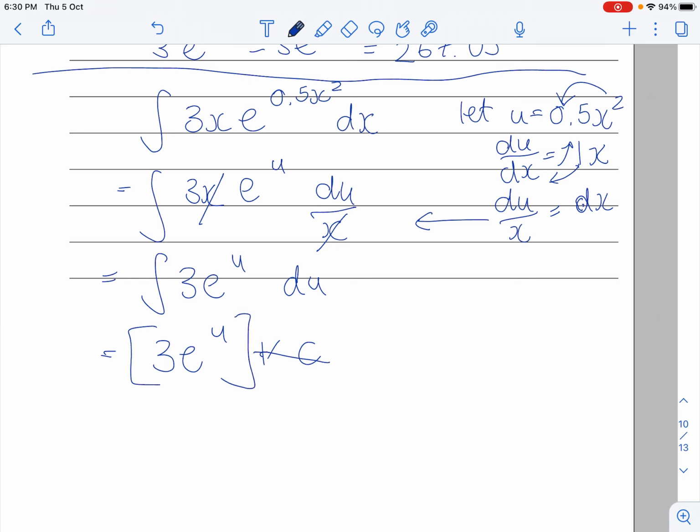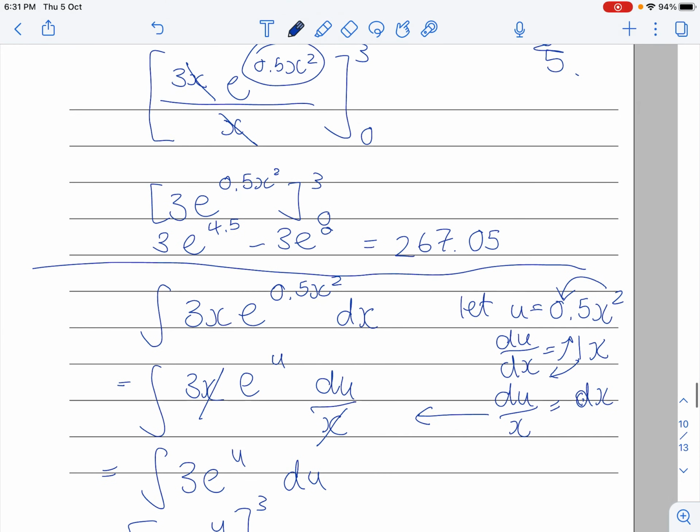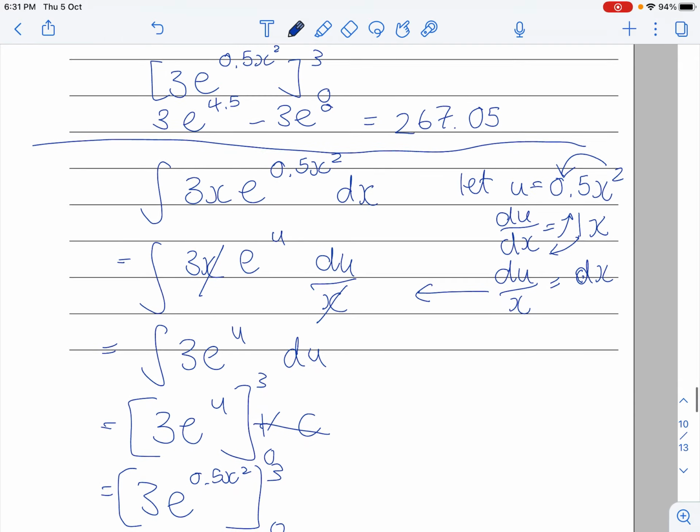Oh, we're not doing plus c because we've got a definite integral between 3 and 0. Replace your u back, so 3e to the 0.5 x squared, and then substitute your values for x like I did before to get the 267.05.